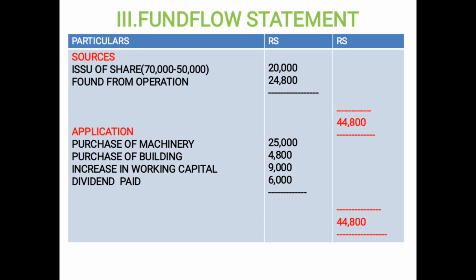Funds from operation, which we already calculated, 24,800 in the sources. Application side: purchase of machinery 25,000, calculated in the machinery account. Purchase of building 4,800, already calculated in the building account. Increase in working capital, calculated in the statement of change in working capital, so 9,000. Dividend paid, 6,000. Total 44,800. In the fund flow statement, the sources and applications are both the same amount.